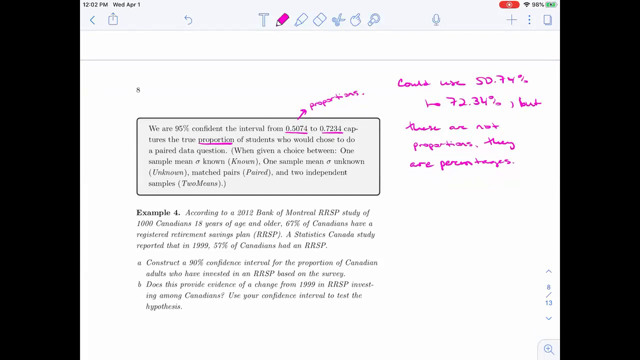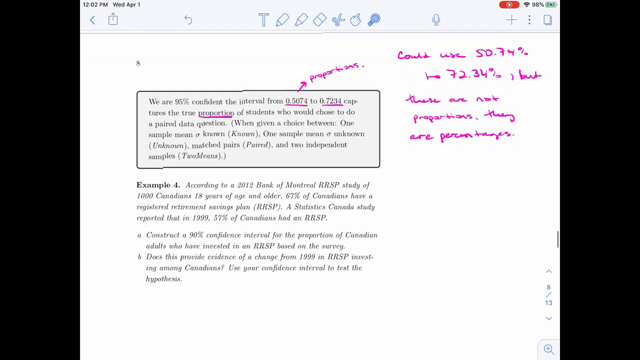So if you wanted to, you could say we're 95% confident that the interval from 50.74% to 72.34% captures the true percentage of students who would choose to do a paired data question, right? But you'd have to change this to percentage if you've changed these to percentages. Otherwise, it just doesn't make sense. Okay.